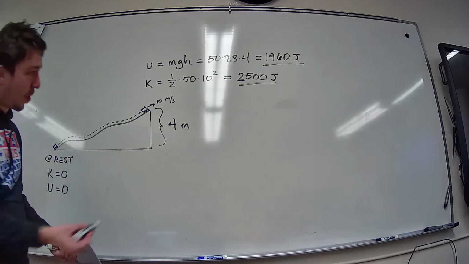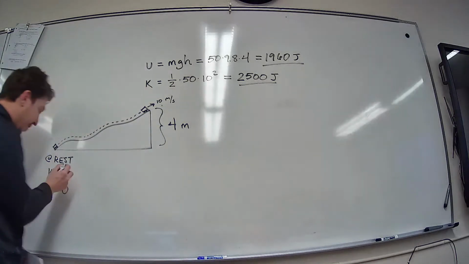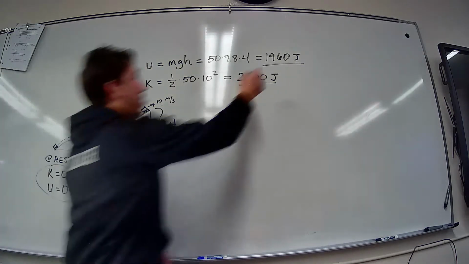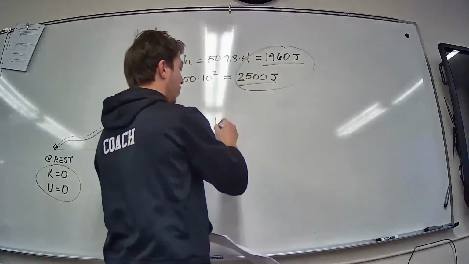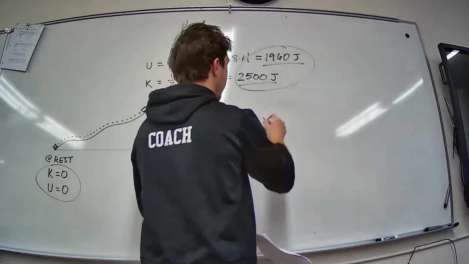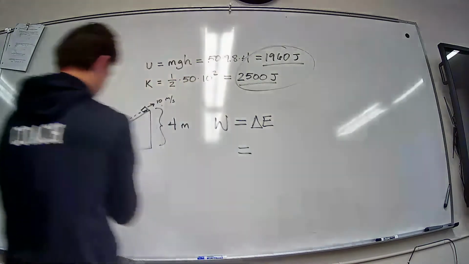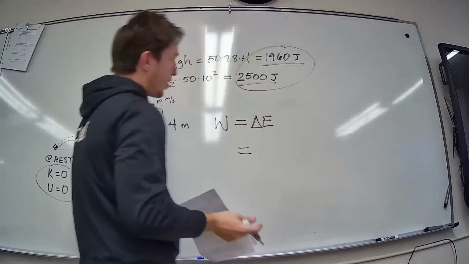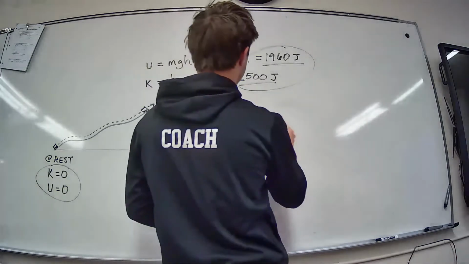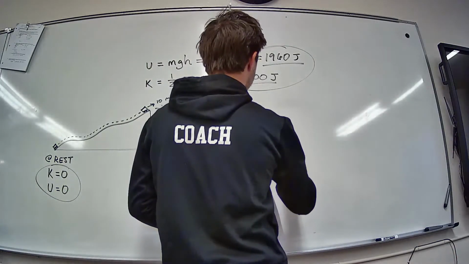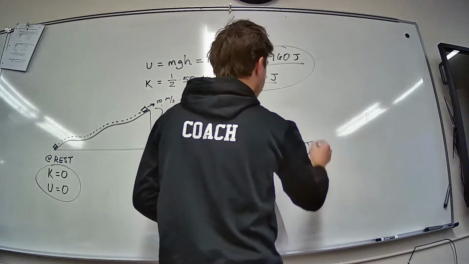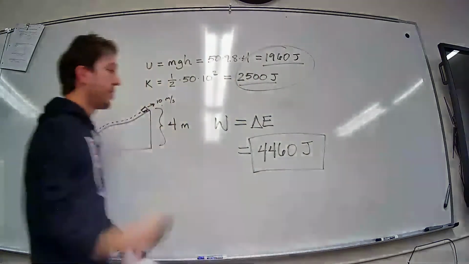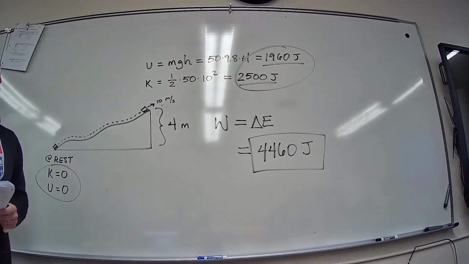Okay, so what's the answer then? Well, that total energy went from 0 up to this sum. So the work is just the change in energy, which, if you went from 0 to this, subtracting them is just the sum of those numbers. And so you get 4,460 joules of energy. Okay?